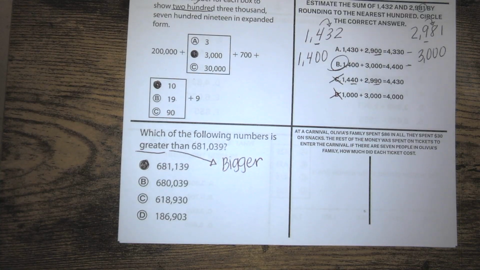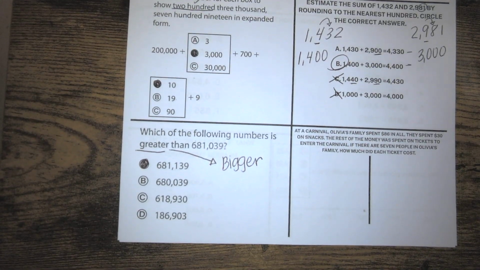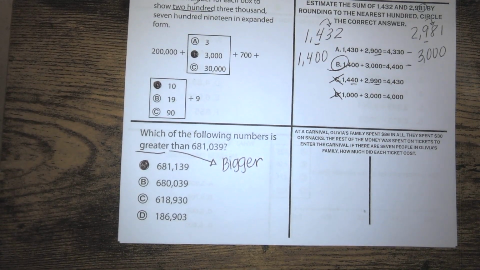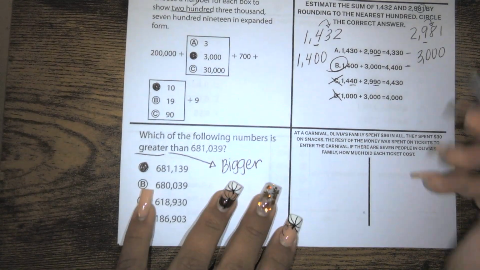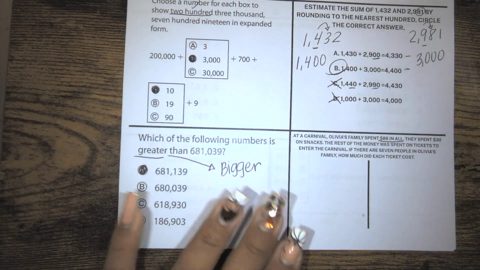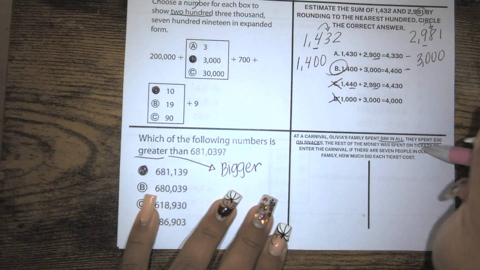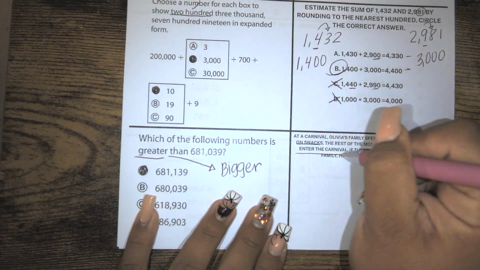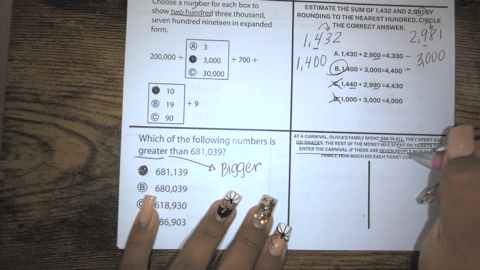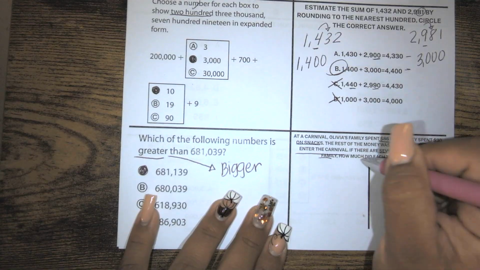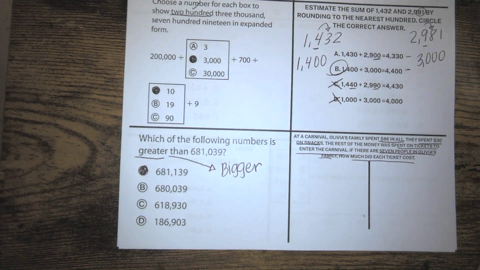It says the following. At a carnival, Olivia's family spent $86 in all. They spent $30 on snacks. The rest of the money was spent on tickets to enter the carnival. If there are 7 people in Olivia's family, how much did each ticket cost?